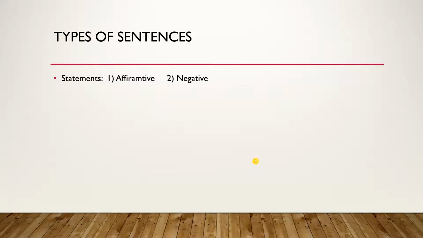Say for example, "I play football." Negative, "I don't play football." So these are statements. We have questions, two types of questions: yes or no questions, "Did you speak to him?" This is a yes or no question. And you have WH questions: "Where did you meet him?" for example. So this is a WH question.